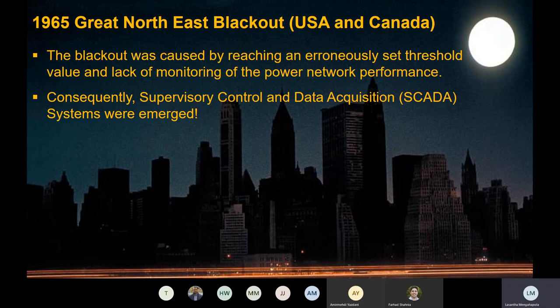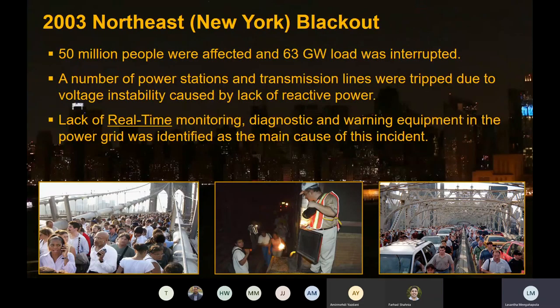After a while, the system was operating perfectly, although it was stressed to a certain level as well. Then another blackout came in 2003. This is the most famous blackout, which triggered thousands of research activities across the US and the globe. More than 50 million people were affected, 63 gigawatts of load was interrupted, and a lot of different types of faults happened, and in the end the power system operator couldn't tackle these issues.